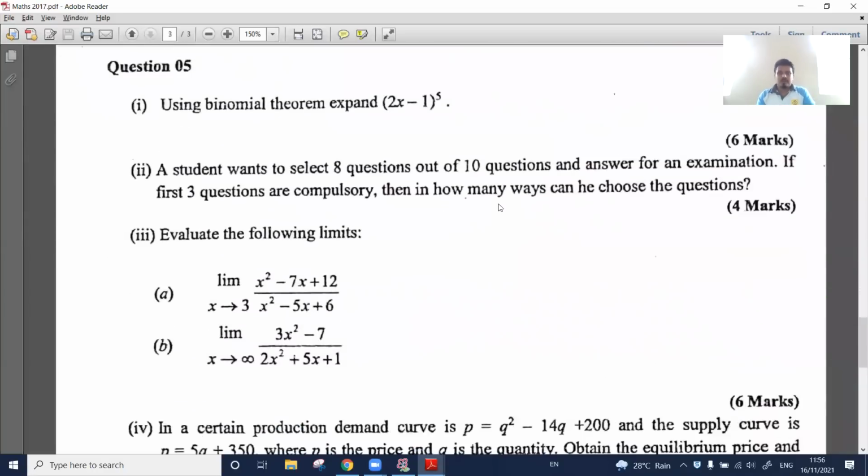Then question number 5, part 2. This is very easy. A student wants to select 8 questions out of 10 questions and answer for an examination.